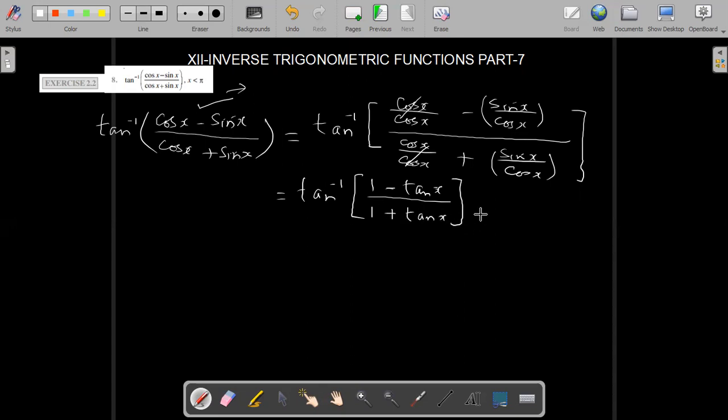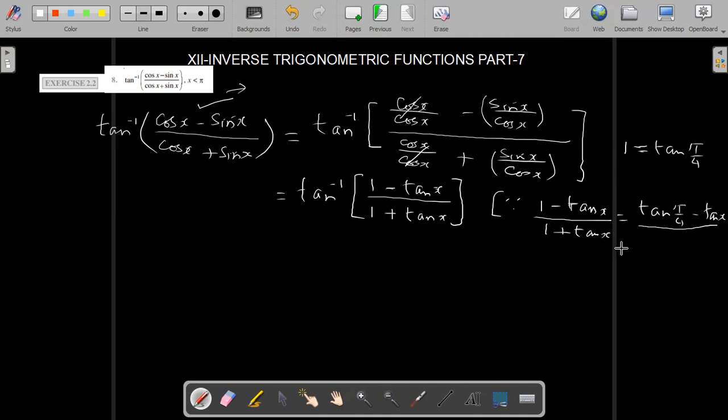How will this be converted? This 1 minus tan x divided by 1 plus tan x. 1 is the value of tan at 45 degrees. So instead of 1, we can write tan 45 degrees, that is tan pi by 4, minus tan x.